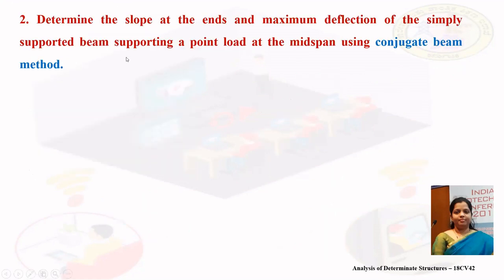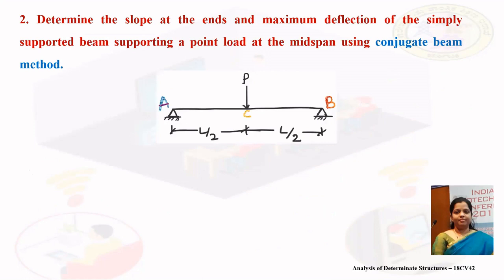Now let me move on to another problem. Determine the slope at the ends and maximum deflection of the simply supported beam supporting a point load at the midspan using conjugate beam method. This is the beam simply supported loaded with a point load at point C.